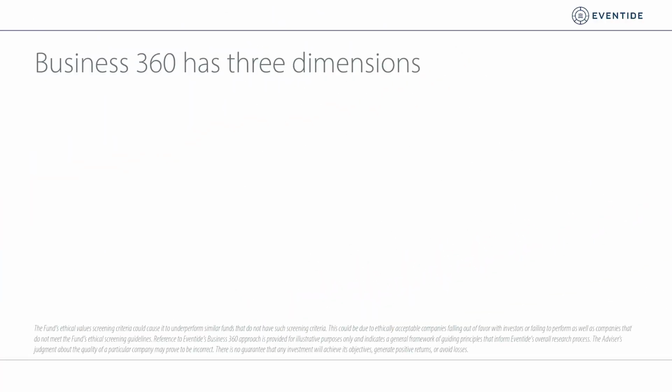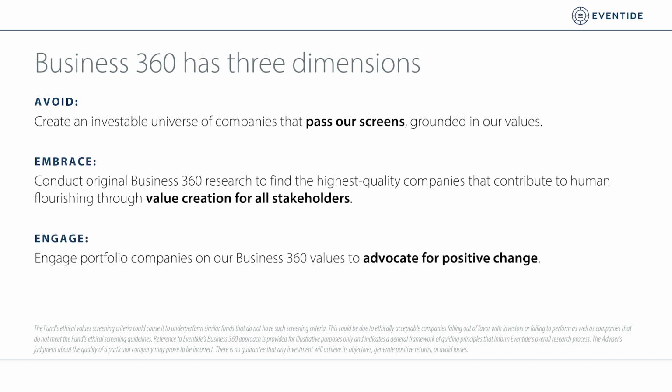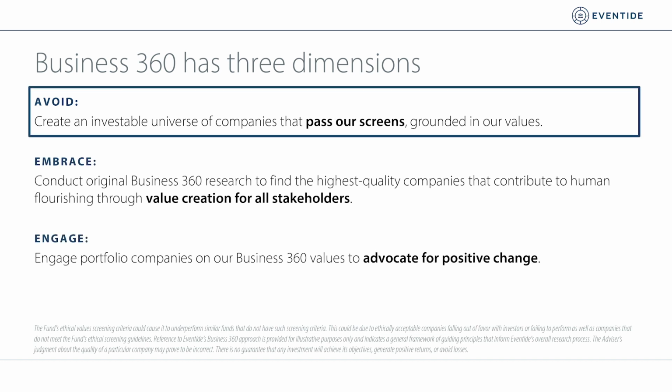So how is Business 360 practically applied in our investment research? You can think of Business 360 as having three dimensions: avoid, embrace, engage. Now, avoid is the piece where we're seeking not to do harm in the world. So this is things like weaponry, destruction of life, or abortion, or tobacco, or alcohol.